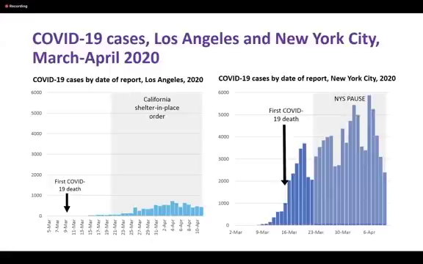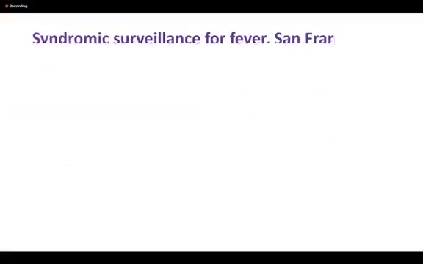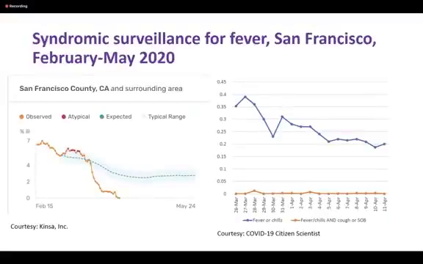So you can see if you're going to want to do this, the time to do it is not after you have 3,500 cases a day. The next one, please. We've also been doing syndromic surveillance in San Francisco, and I want to thank Mark Pletcher for providing data from the citizen scientists. This is what I meant to correct.